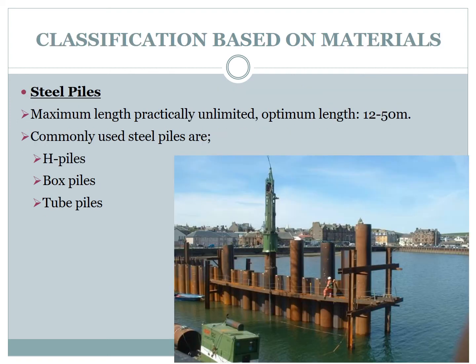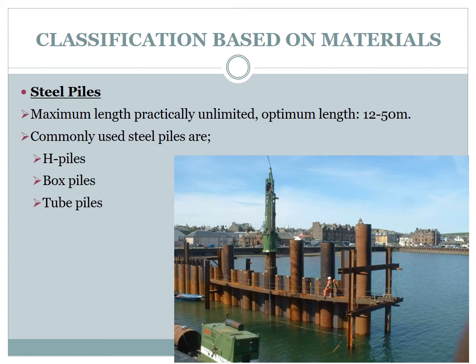Next, classification based on materials. Steel piles are generally either in the form of thick pipes or rolled steel H sections. Steel piles are driven into the ground with their ends open or closed. These piles are provided with a driving point or a shoe at the lower point.